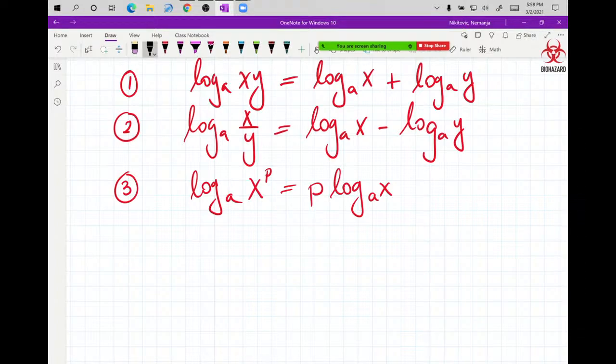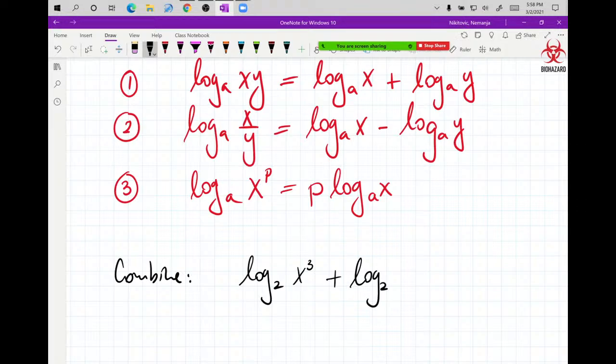You can say compress, condense, or combine, whichever of those words, meaning put multiples into a single one. Combine, how about that? So you have log base 2 of x cubed plus log base 2 of x squared plus 1, and minus log base 2 of just x.